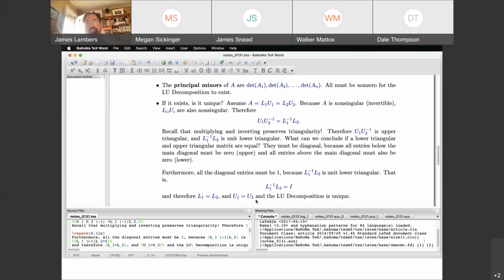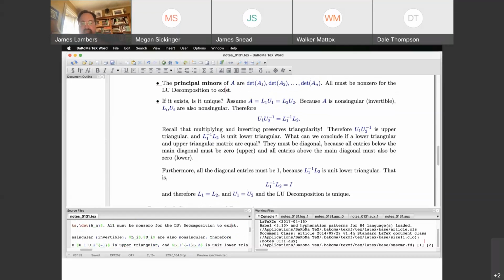So there are a lot of problems in which taking into account the structure of whatever matrices you have enables you to prove certain things like this, such as triangularity. Any questions about uniqueness?